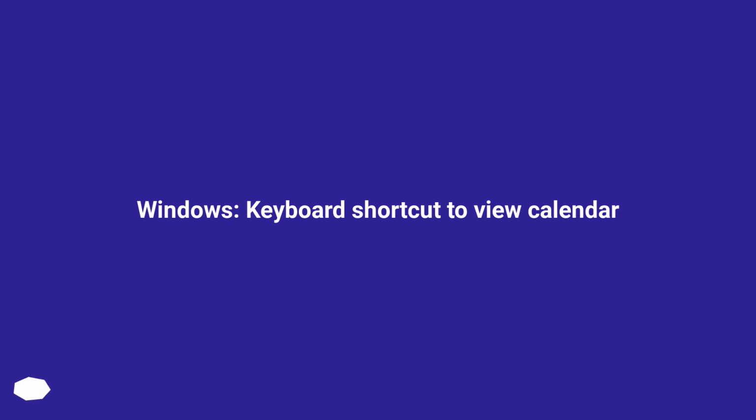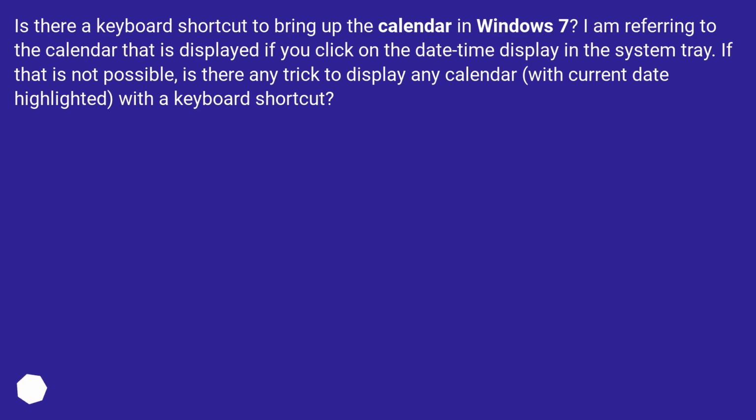Windows keyboard shortcut to view calendar. Is there a keyboard shortcut to bring up the calendar in Windows 7? I am referring to the calendar that is displayed if you click on the date time display in the system tray. If that is not possible, is there any trick to display any calendar, with the current date highlighted, with a keyboard shortcut?